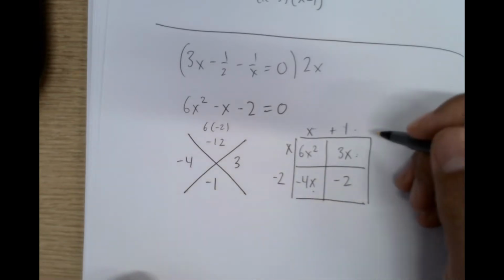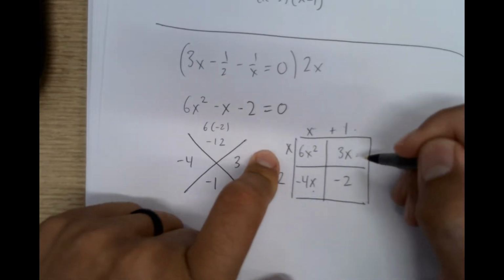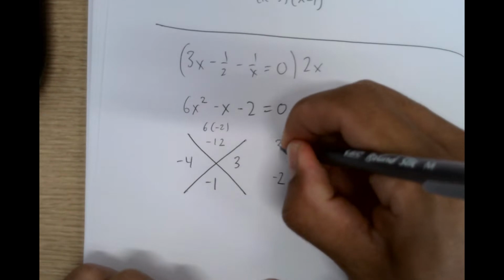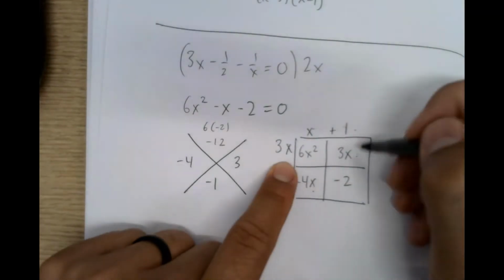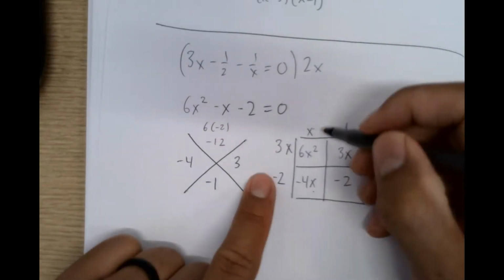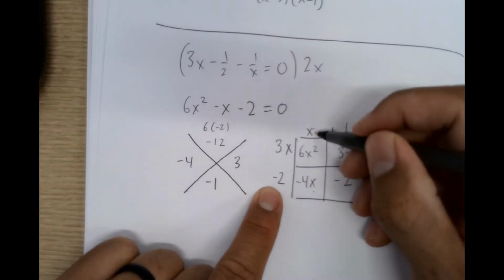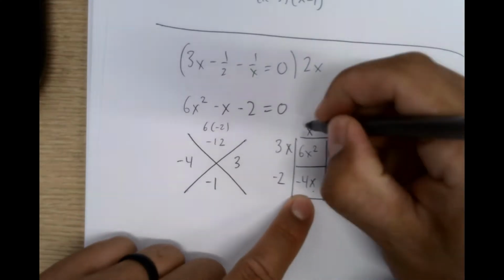Well, 1 times x does not equal 3x, so that means this one must be 3x. Right? 3x times 1 equals 3x. And this one, what times negative 2 equals negative 4x? Well, this one probably needs another 2 there.